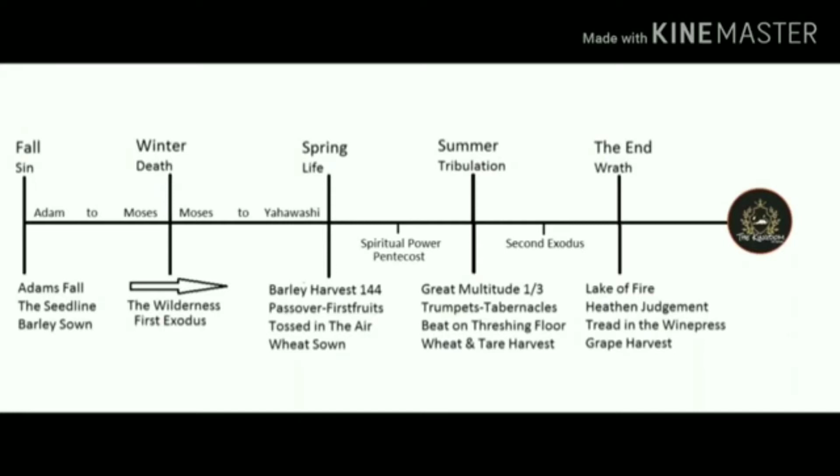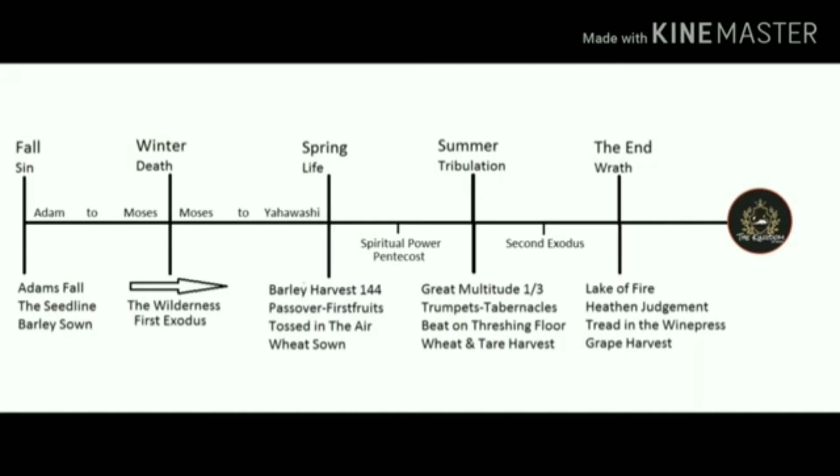Then you'll see the second Exodus, indicated between summer and the end, which is the wrath. Under the wrath, you have the lake of fire, the heathen judgment, the grapes being tread in the winepress. This is the grape harvest. And then you have the kingdom. So this chart charts the entire process of fall, winter, spring, summer, and the end, which is the sin, the death, the life, the tribulation, and the wrath.